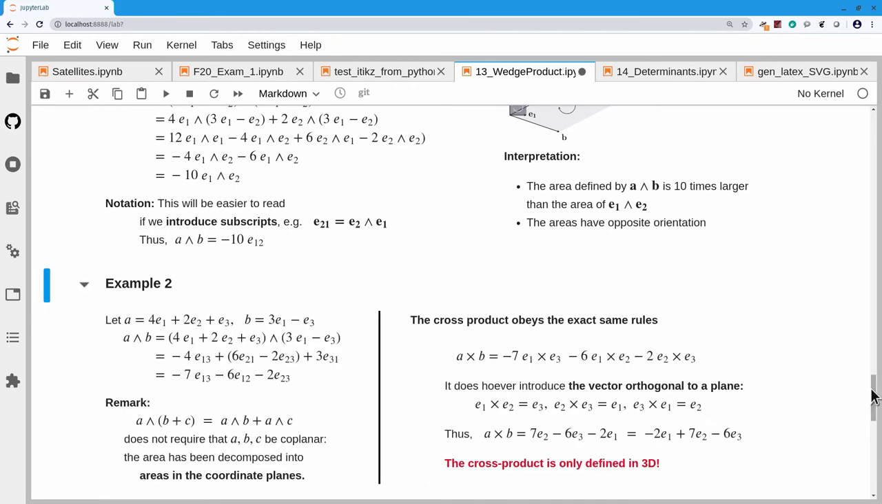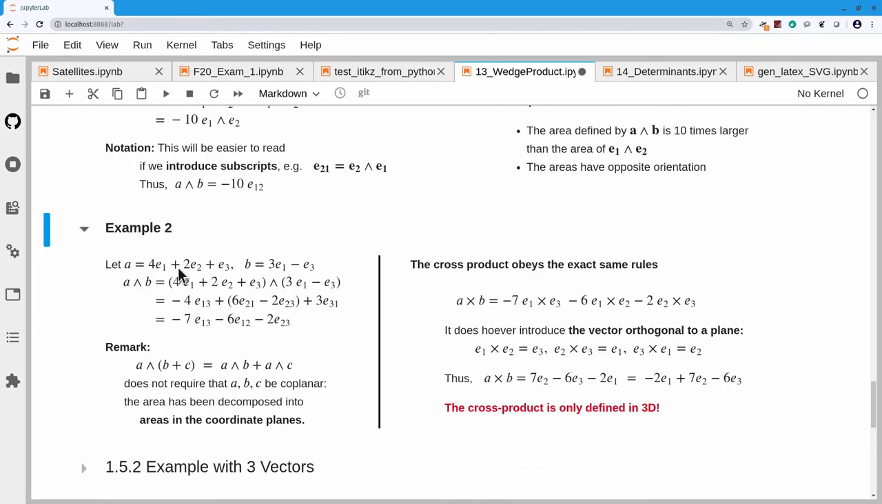As a second example, let's take two vectors, but let's say they have three components this time. And I want to compute A wedge B. And again, I multiply everything out in the exact same way. And I get, this time it doesn't simplify. This time I have an e13 term, so a coordinate plane e1 and e3, a plane e1, e2, and a plane e2, e3. I'll have split my original area into three areas, if the e's are my coordinate vectors, one in each coordinate plane.